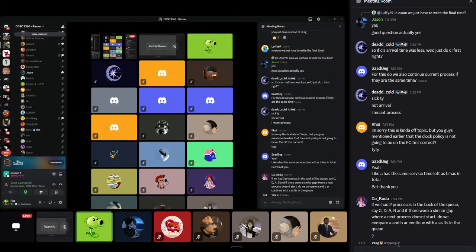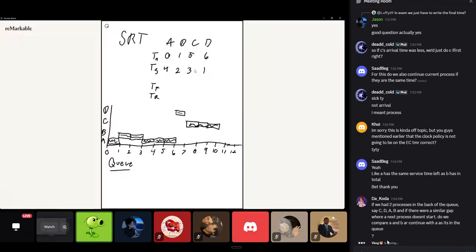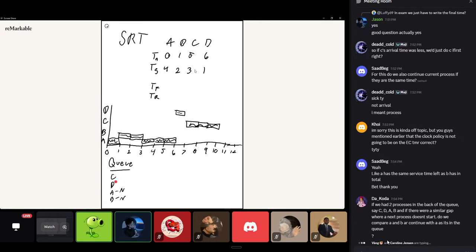Okay. If we had 2 processes in the back of the queue, say C, D, A, and B, and there's a similar gap where the next process doesn't start, do we compare A and B and continue as A as it's with the queue? Okay, that's a good question. So I think I see what you're saying. So if we have C, D, A, and B, where these have some remainders, we'll just say N, right? And then let's say that C and D haven't arrived, I think is what you're trying to say. Like let's say we're here, C and D aren't ready. Well, you just follow your queue, right?